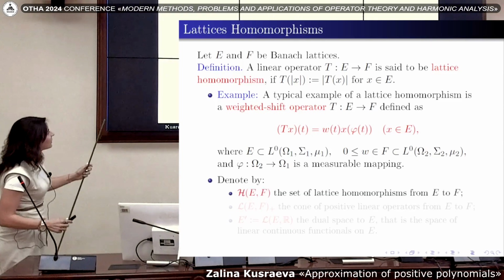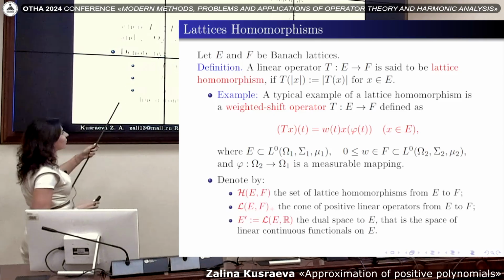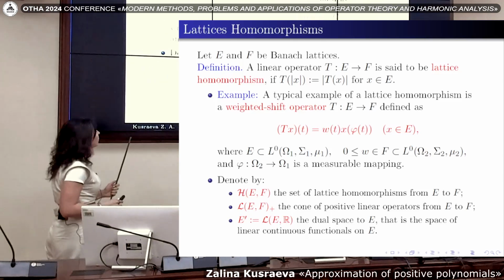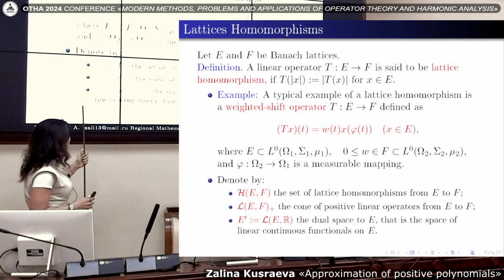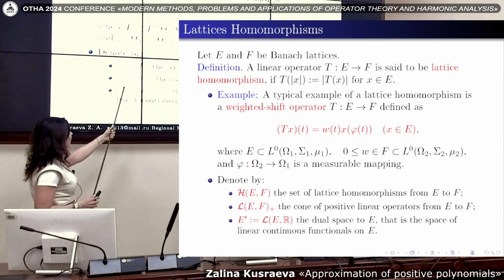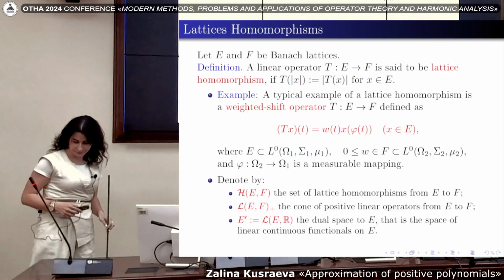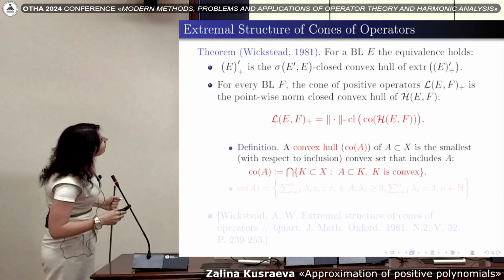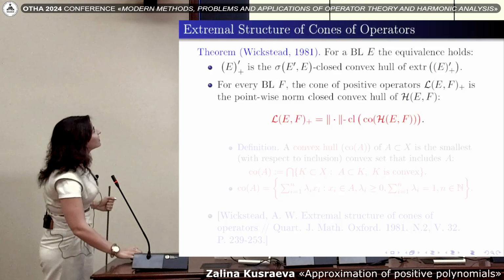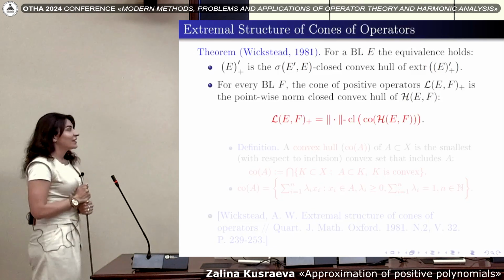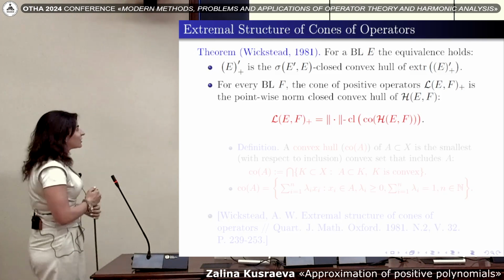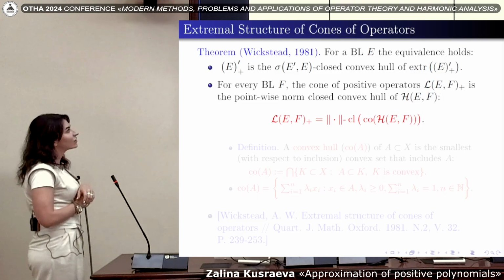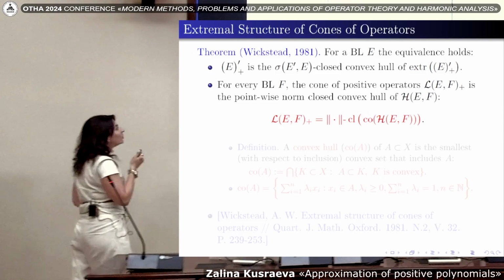We denote by this symbol the set of all lattice homomorphisms. Again, this is already familiar to us: the notation of the cone of positive linear operators, and as usual by E prime we denote the dual space to E. So finally we came to the situation where I can formulate the Wickstedt theorem, which says, as we already saw, that the cone of positive linear operators is the pointwise norm-closed convex hull of lattice homomorphisms.